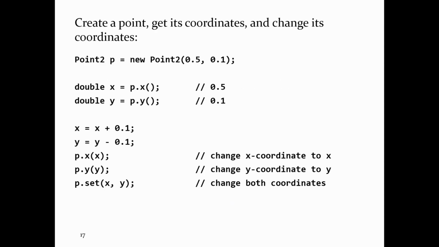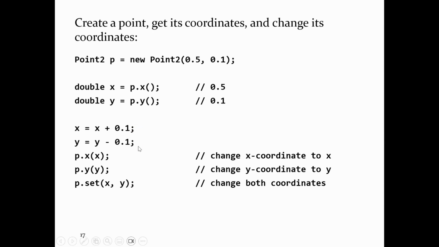Okay, so here's an example. I make a Point2 object up here. So new Point2, its coordinates are 0.5 and 0.1. I get a reference to that object, and I store it in the variable p. And then I would like to know what are the coordinates of the point p. So p.x says, hey, object referred to by p, what is your x coordinate? And it turns out this method returns the x coordinate as a double. So you get 0.5. p.y asks the point referred to by p, what is your y coordinate? And the method returns the value as a double. So that gives you back 0.1.